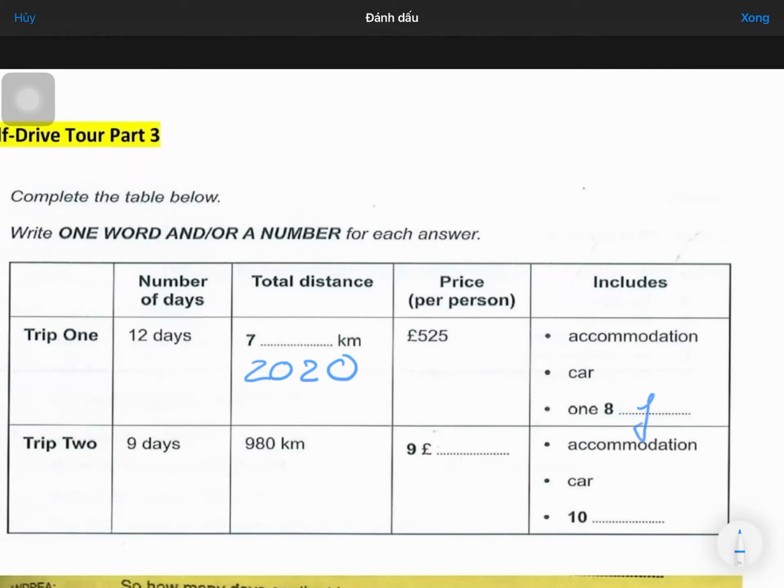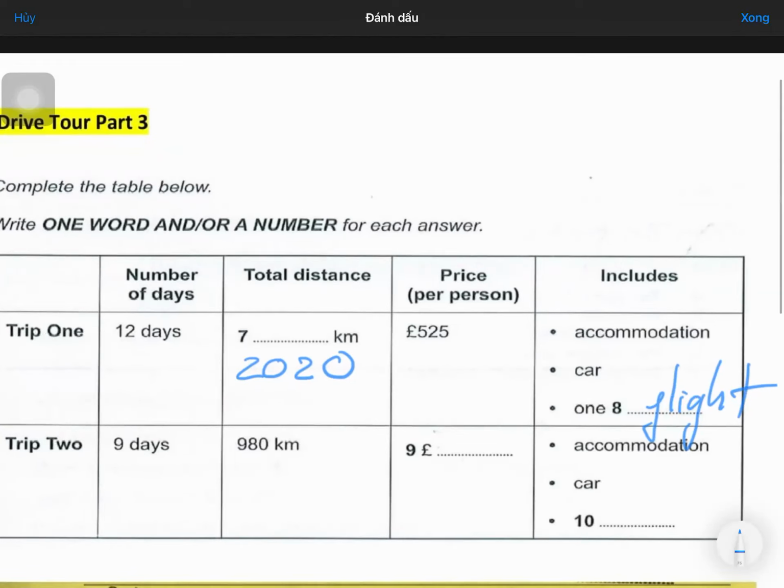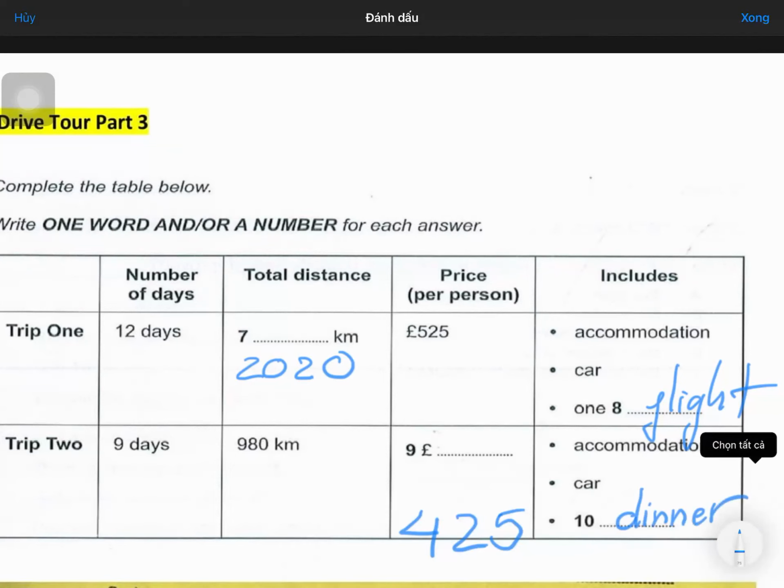Flight. Thank you. And Hương Chang, please. Hương Chang, can you please unmute yourself? Hi. Number 9, please. My answer is 425. 125? 425. So how about number 10? My answer is dinner. Dinner. All right, let's check.